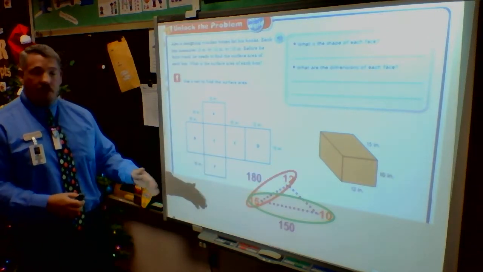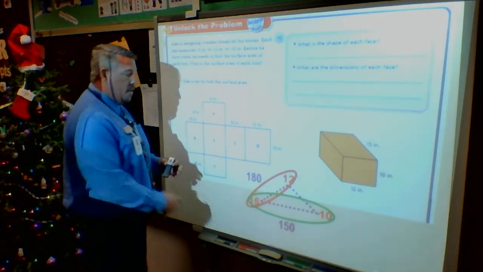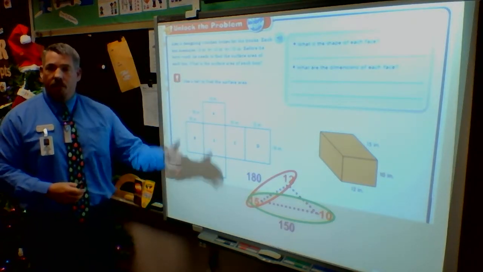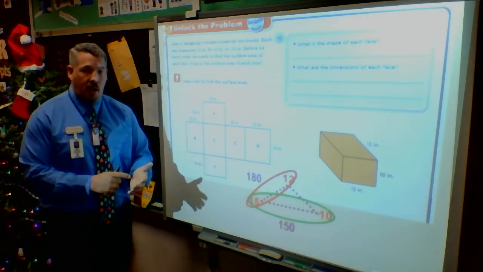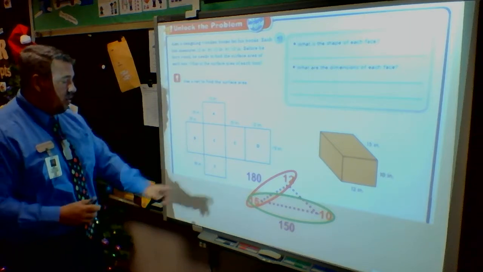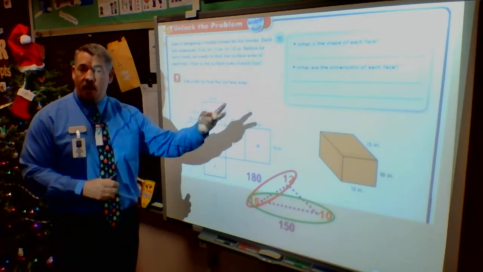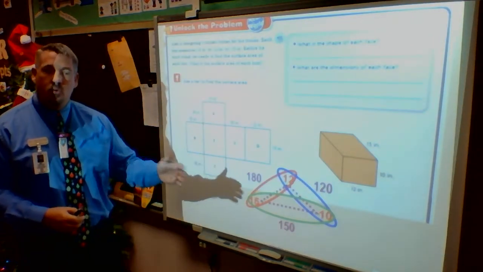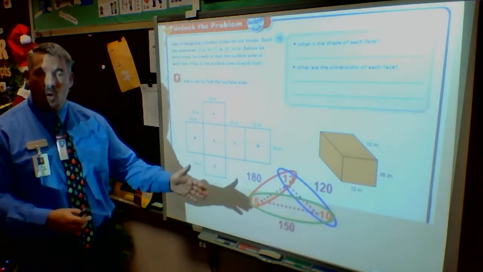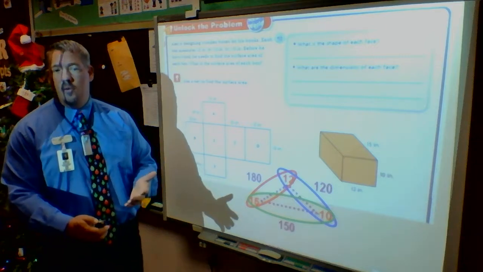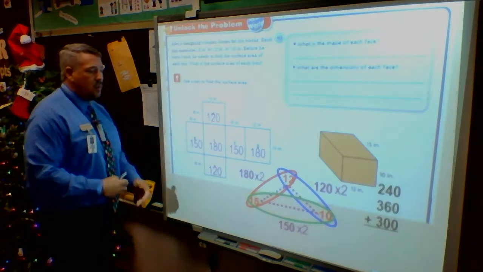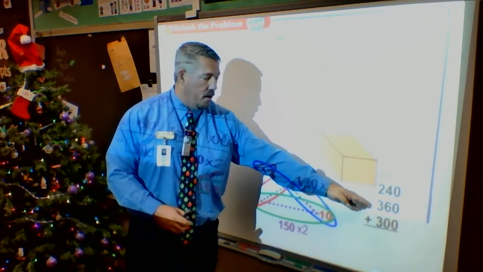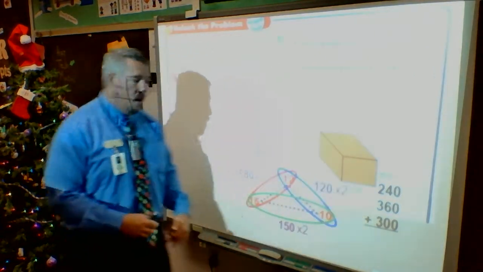So I take 150 times 2. And then I take these 2 sides. Here I have 15 and 12. Handy dandy calculator, type it in, equals 180. And I know I'd have 2 of those. Then I'm left with the 12 and 10. 12 times 10 is 120, and I know I'd have 2 of those. So when I multiply each of those by 2, I get 240, 360, 300.